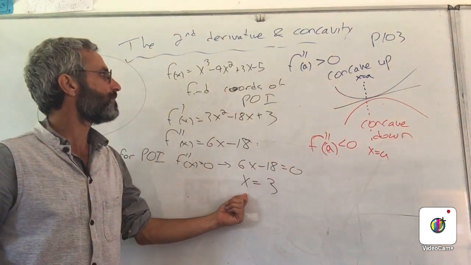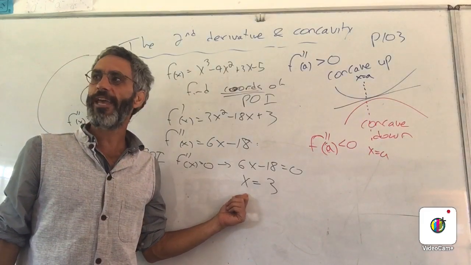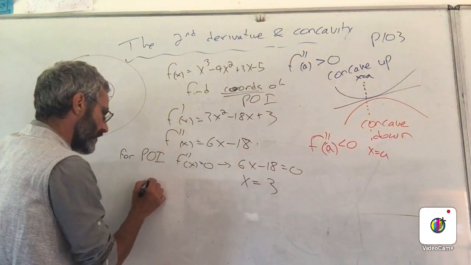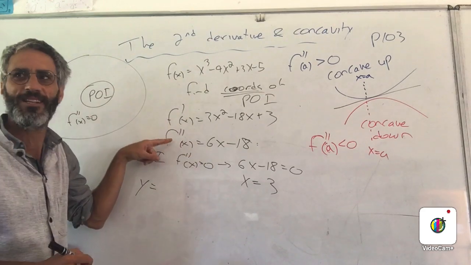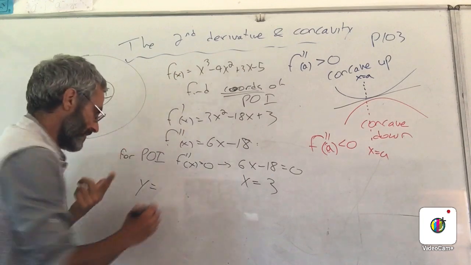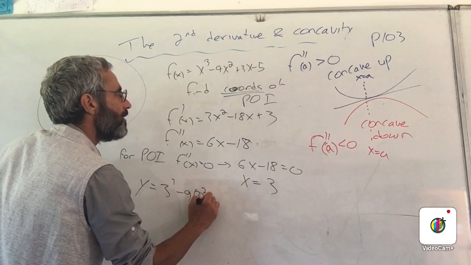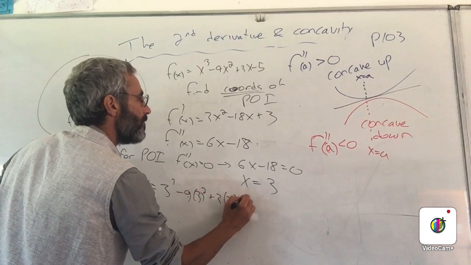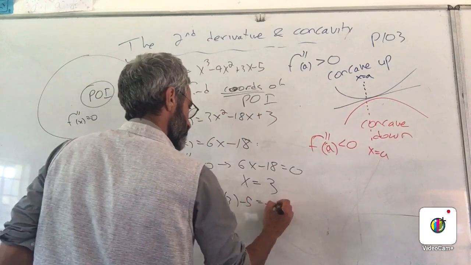But is this enough? I was asked to find the coordinates. I need to find the y. Where do I substitute 3? I have 3 functions now. The original function, because I want to find the y. So it's 3 cubed minus 9 times 3 squared plus 3 times 3 minus 5. And I'll copy their answer. They're getting minus 50. They're right.